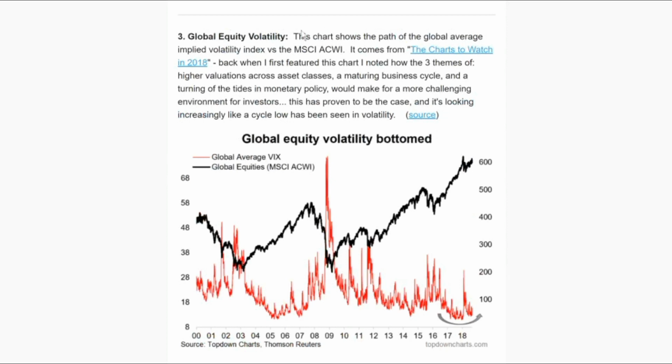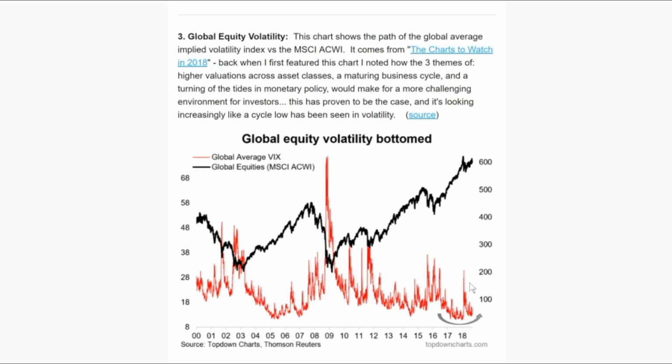Moving on to the next one, very similar. This is global equity volatility. It's the average across every country that calculates it, and it's shown against the MSCI ACWI again. Now, this one is one that I included in the charts to watch for 2018 back at the turn of the year.